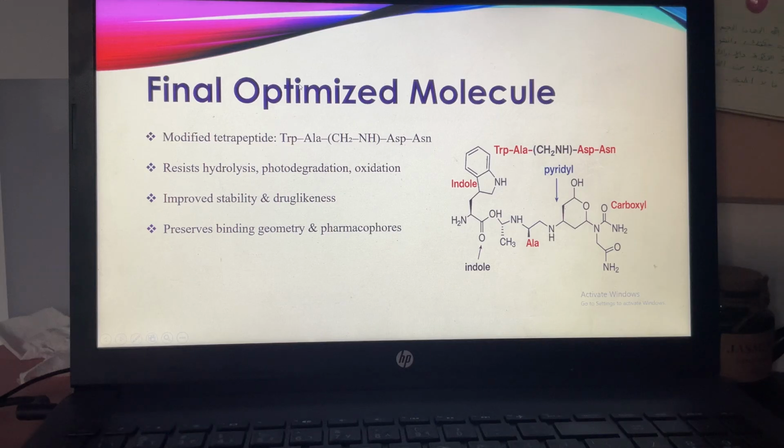So now the final optimized molecule. The new modified tetrapeptide TRP-ALA-CH2NH-ASP. So this molecule now resists hydrolysis, light damage, and oxidation. It is more drug-like and still keeps its important pharmacophores.